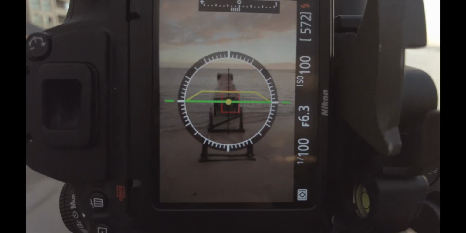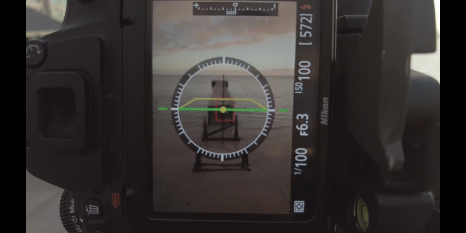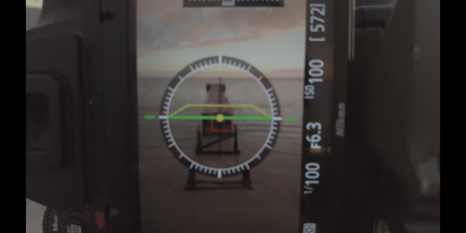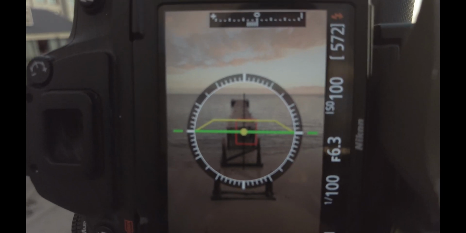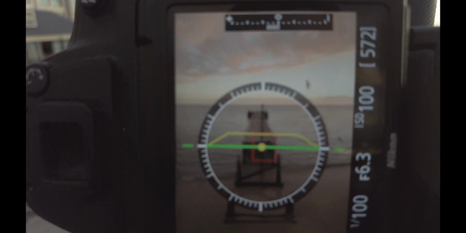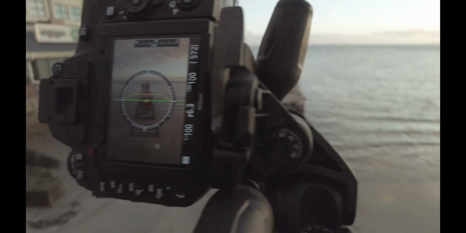So that's my composition. It's very, very straightforward. The boardwalk jetty pier broken thing is in the middle of the image, and I'm going to start shooting. I will throw it on the screen if it's any good. Cheers.